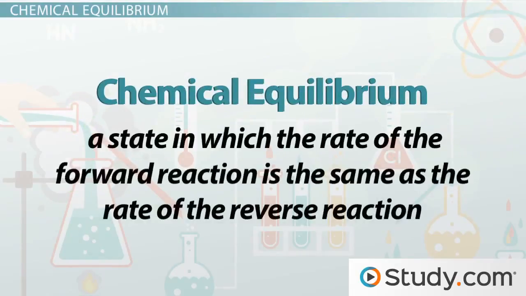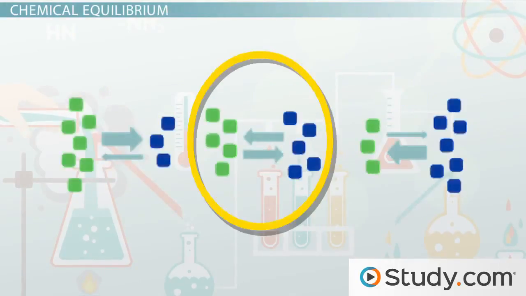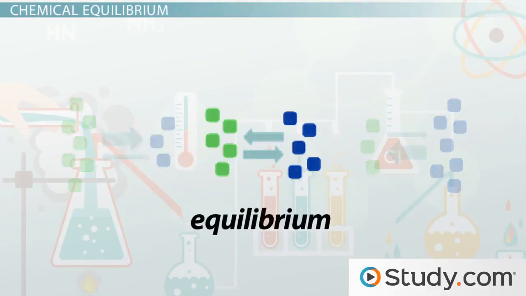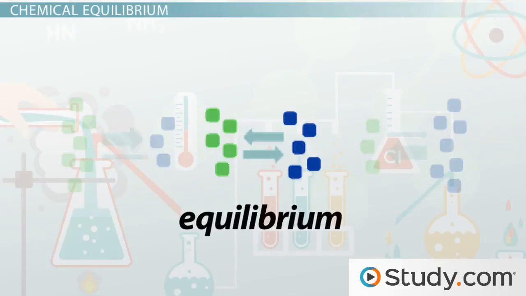A chemical equilibrium is a state in which the rate of the forward reaction is the same as the rate of the reverse reaction. In our example, this means that after a certain period of time, the concentrations of species A and B will reach a stable state in which just as many A molecules will be turning into B molecules as B molecules turning into A molecules. In other words, the reaction will reach equilibrium, which could be maintained indefinitely if all factors, such as temperature, remain the same.